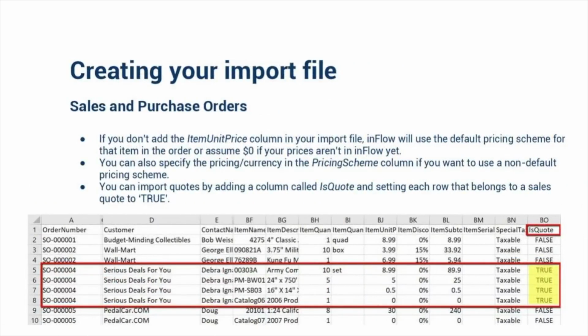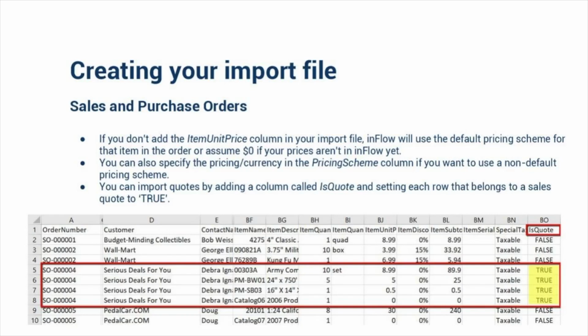So just a few other notes about importing your orders into inFlow. As I mentioned, if you don't have an item unit price in your import file, inFlow is going to, by default, set that item price to whatever you already have in the system. So keep that in mind. If you are selling your items at a different price than what's already in the system, you'll want to include an item unit price column. And if you are using a different pricing scheme or a different currency on a specific order, you can include another column called pricing scheme and specify the specific pricing scheme that you're using.